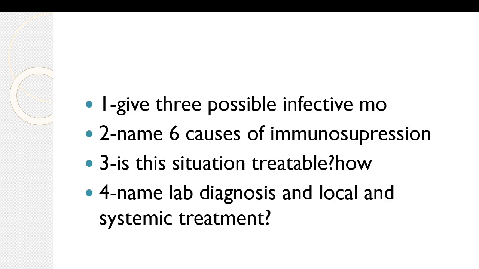The fourth question: name the lab diagnosis and the local and systemic treatment that could be applied in this condition. The laboratory diagnosis depends on a swab of the lesion, which we disperse on a slide and stain with a gram stain. We look for a special type of yeast, which is rounded with central depression and multiple budding. Second, the same swab could be cultured on appropriate culture media for 24 hours, looking for circular dull-colored colonies of cryptococci, which are non-hemolytic, grown on blood agar or brain heart infusion agar.